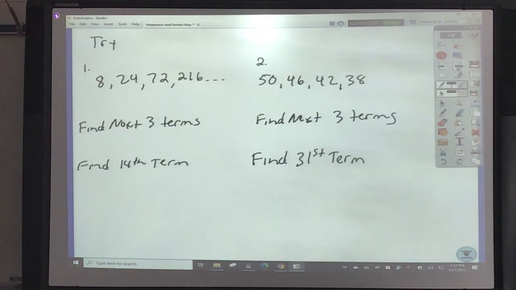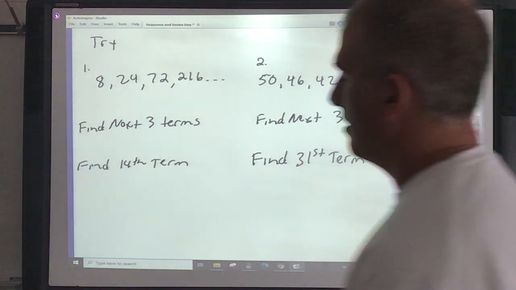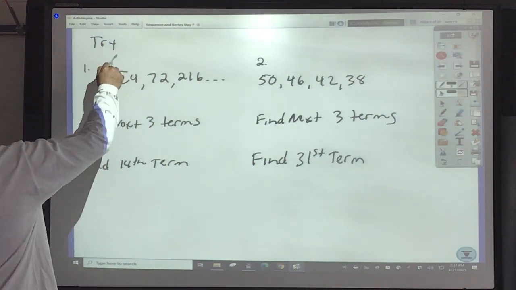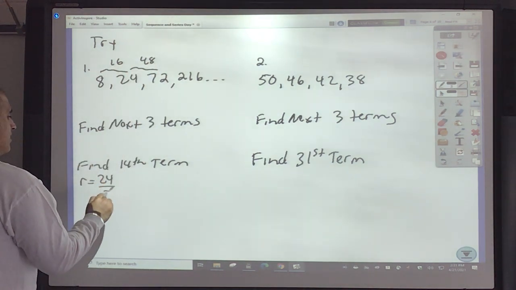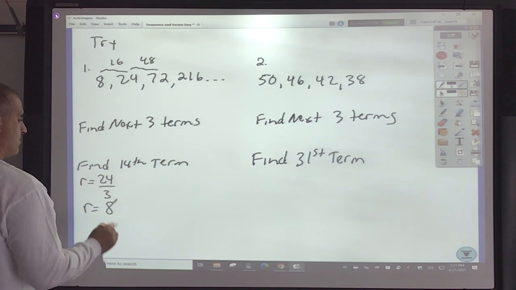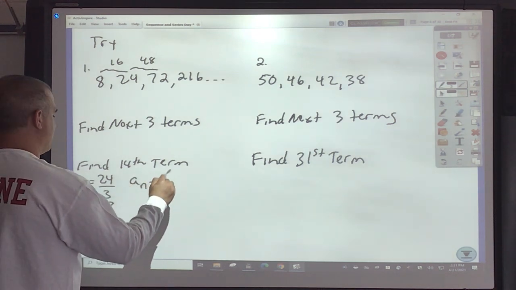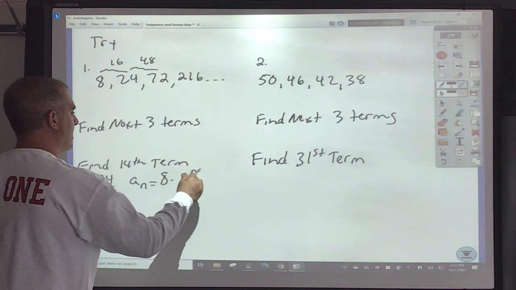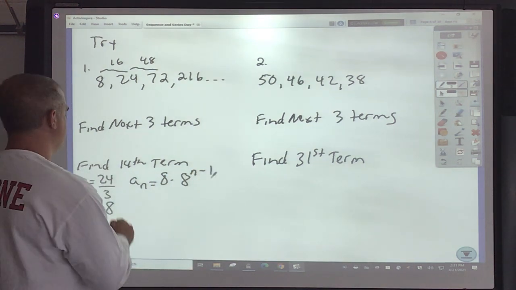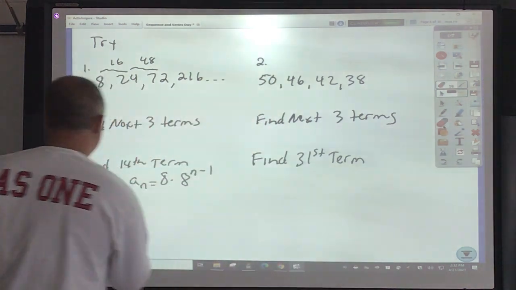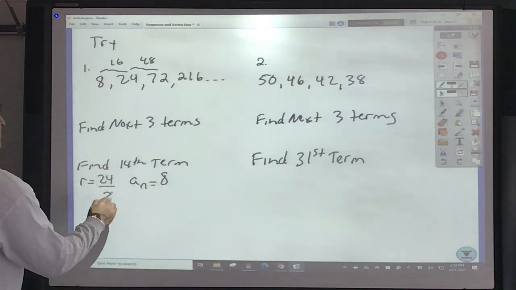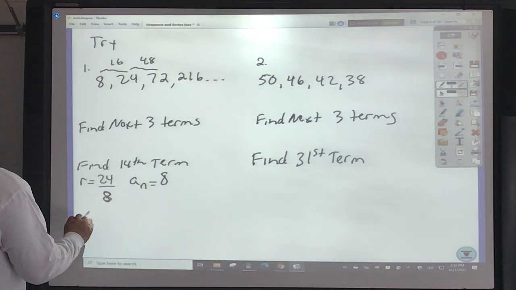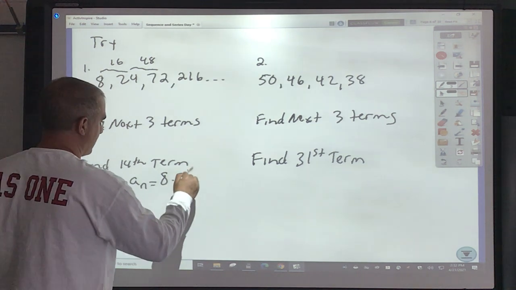So what I'd like you guys to do is go ahead and try these 2 on your own. All right, so this one, difference here is 16, difference here is 48, so that's too big. So it's a ratio, 24 divided by 3 would be 8. So my explicit would be 8 times 8 to the n minus 1. I'm sorry, not 8. 18 divided by 3, or divided by 8, is 3. So it's 8 times 3 to the n minus 1.